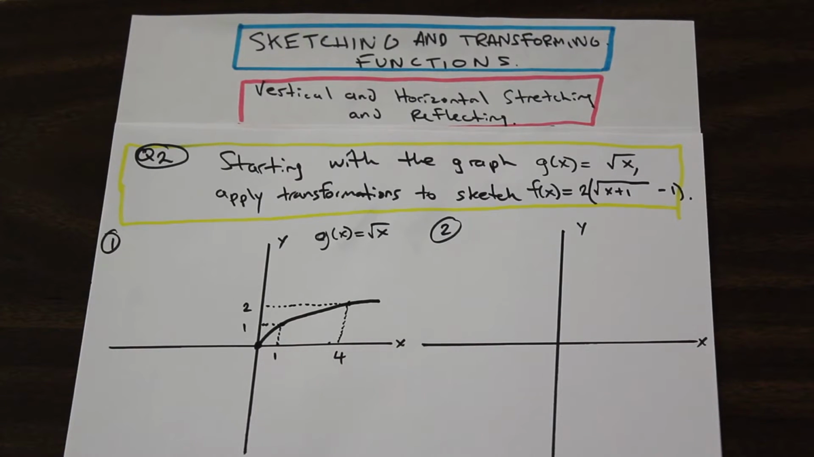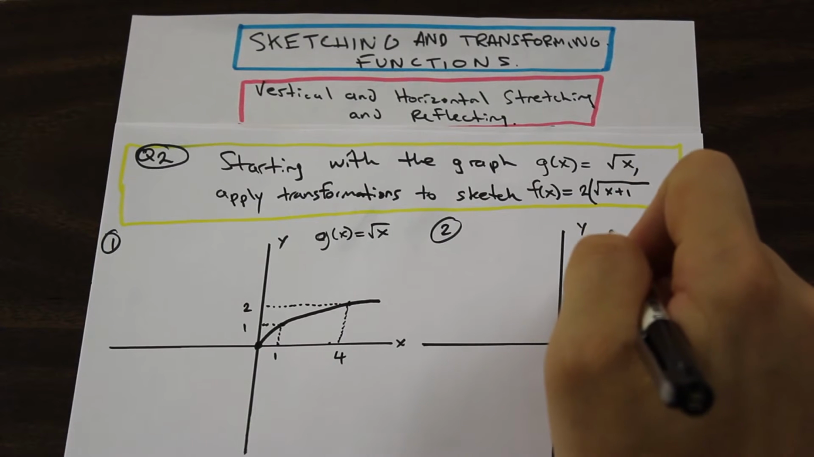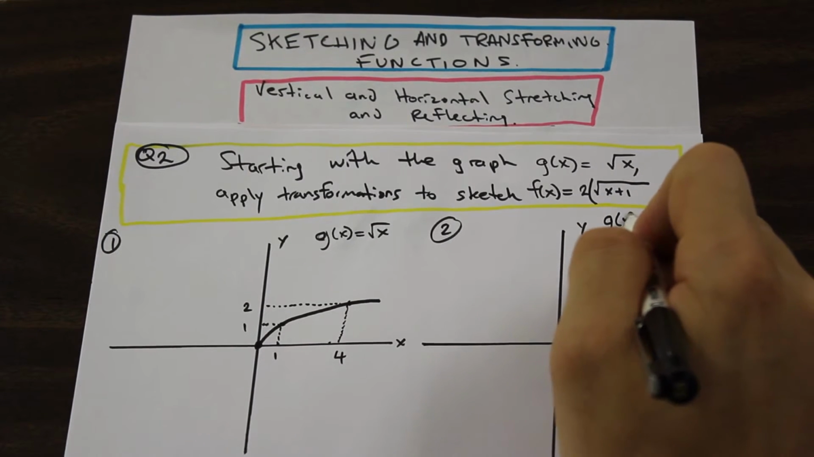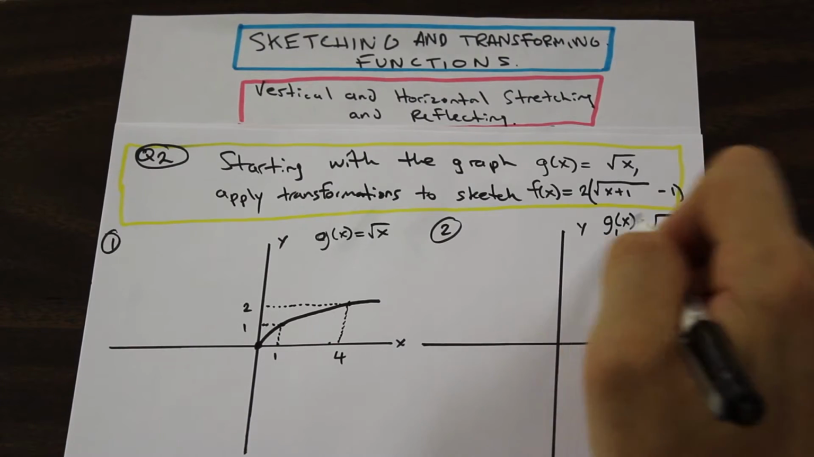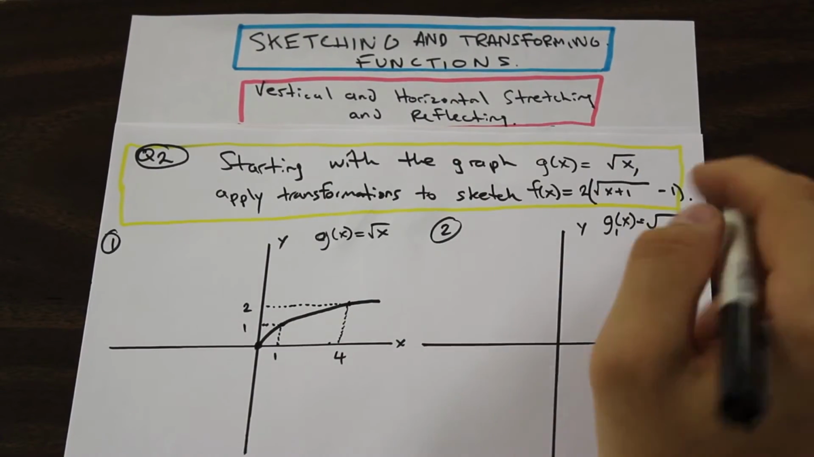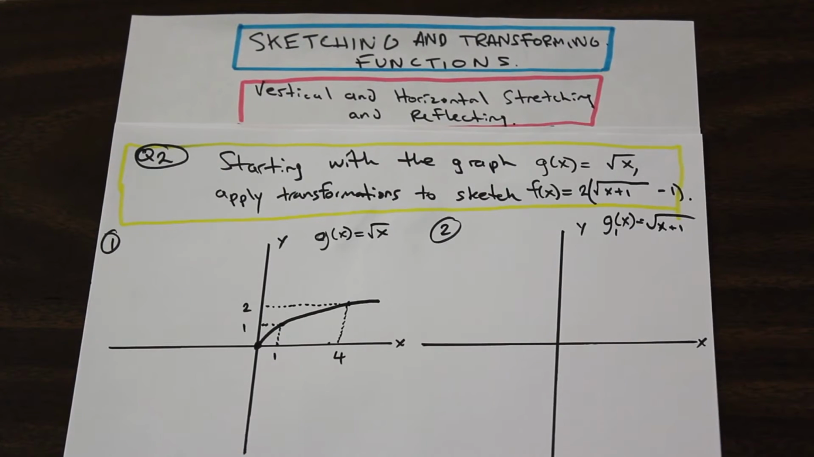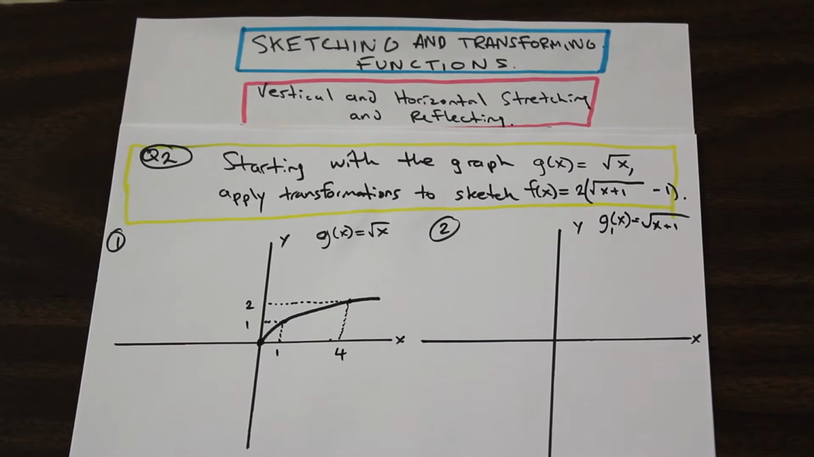That's the first step. We've drawn root x, and now we need to start applying some of these transformations. Let's do the plus 1 inside the root. This is going to be g sub 1 of x, just so we know that it's the first step, and that's going to be root of x plus 1. What is that going to do? Well, x plus 1 inside the root is going to shift the graph 1 unit to the left.